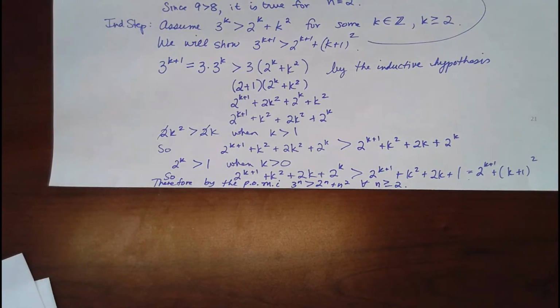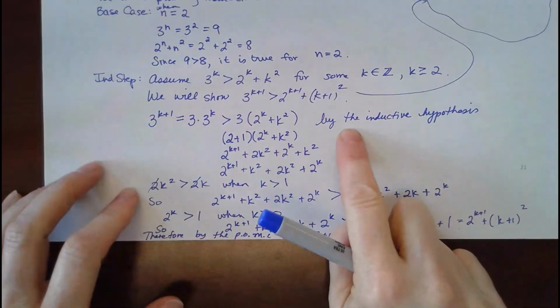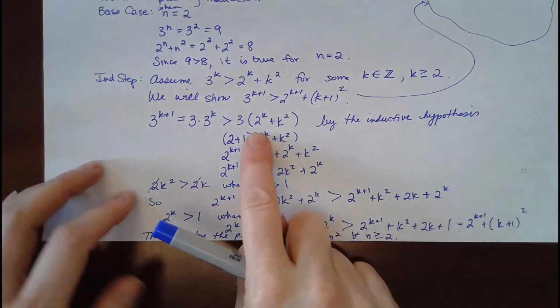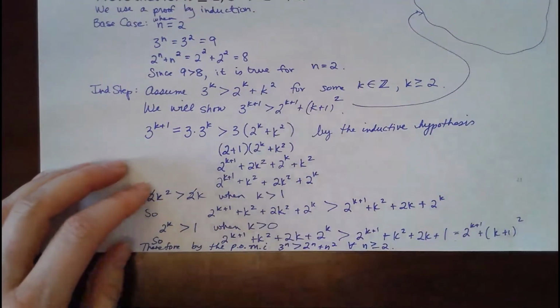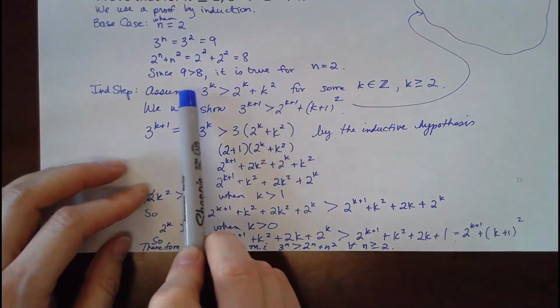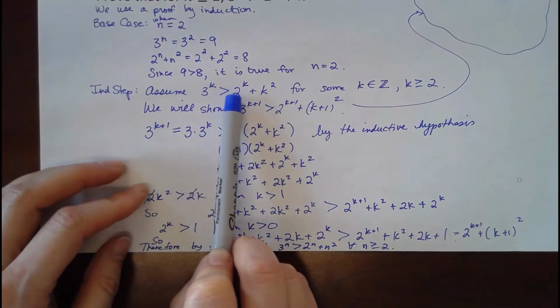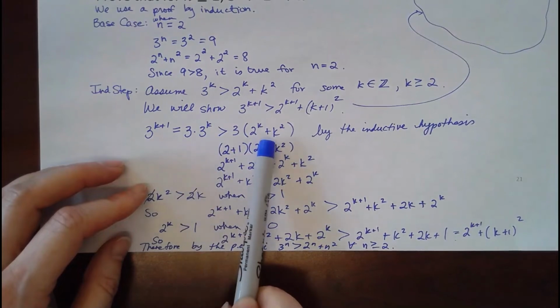Yes? I'm a little confused with the line where you have "by the inductive hypothesis." How do you get the part to the right of the... Okay, so my inductive hypothesis is right here. If I were to just multiply both sides of this inequality by 3, then I'd get this down here.